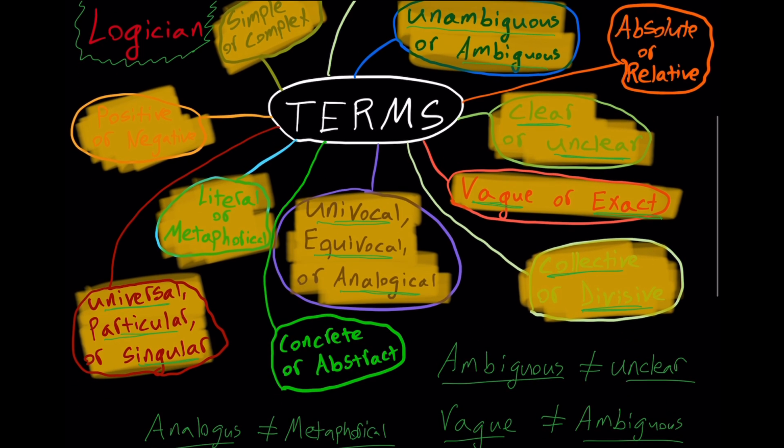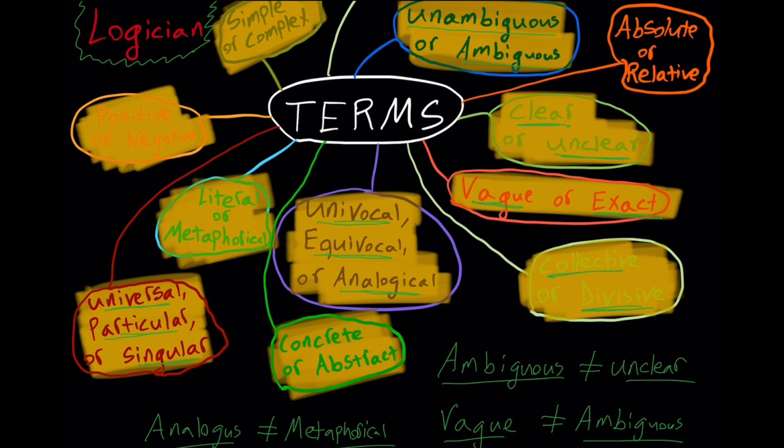We have concrete or abstract terms. An abstract term, in a way, is a mental being brought about via abstraction or reasoning to be considered as such. A concrete term is not. The term red is concrete. We can point to a red apple. But the term redness is abstract.